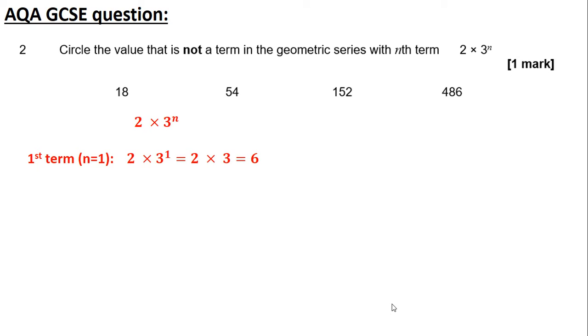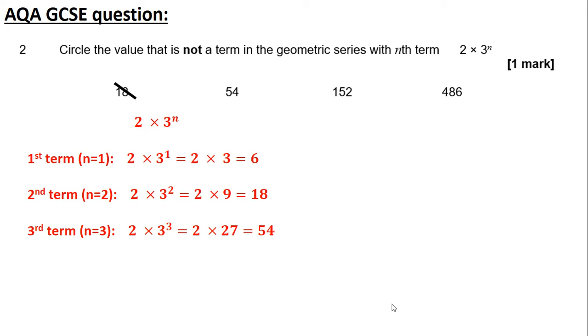For the next one, I'm using n equals 2. So the second term of the sequence is going to be 2 times 9, which is 18. Looking at the list of numbers they've given us for the multiple choice, 18 is one of them, and we've just shown that 18 definitely is in the sequence, so we can cross that off as one of the possible answers. For the third term of the sequence, we're going to be doing 2 times 27, which is 54.